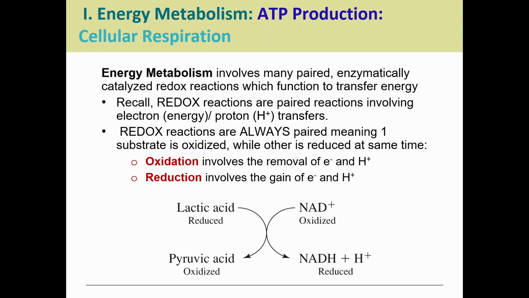And so we see that here. We see our lactic acid, it gets reduced, whereas NAD plus gets oxidized right here. But when we transfer, lactic acid to pyruvic acid is oxidized, and NAD plus is now NADH. That has been reduced. And we can go back and forth between those. Especially over here, with NAD plus and NADH, we can go back and forth, reducing NAD plus to NADH, and then oxidizing it back to NAD plus.